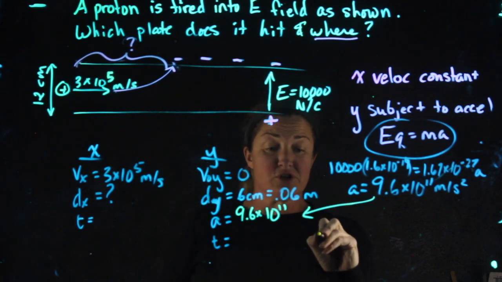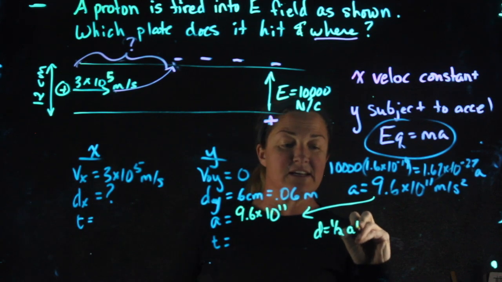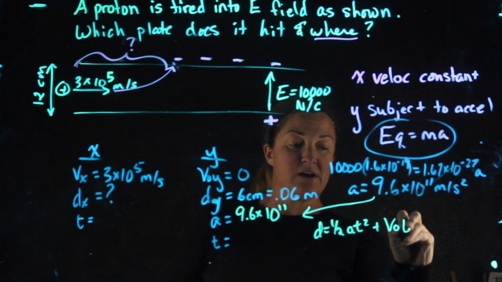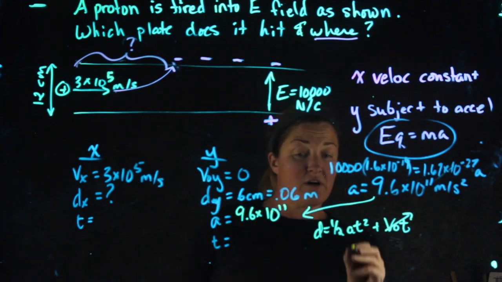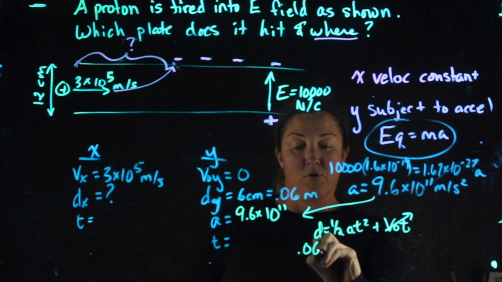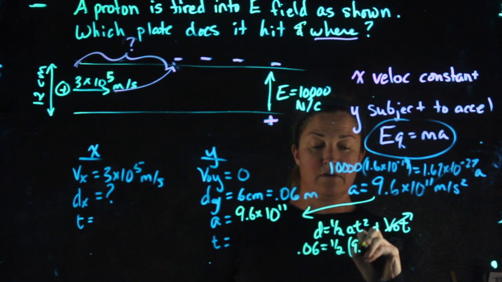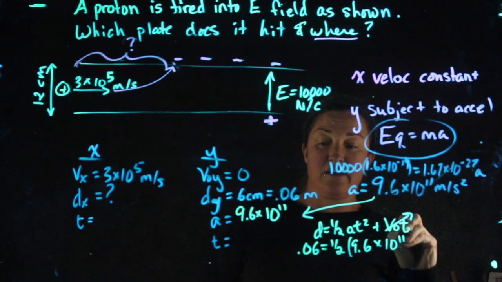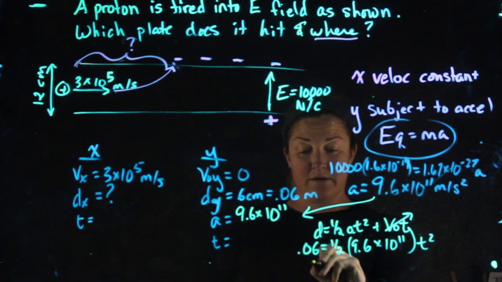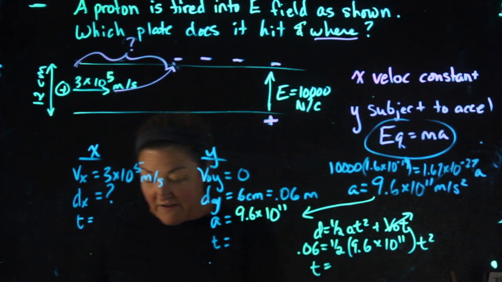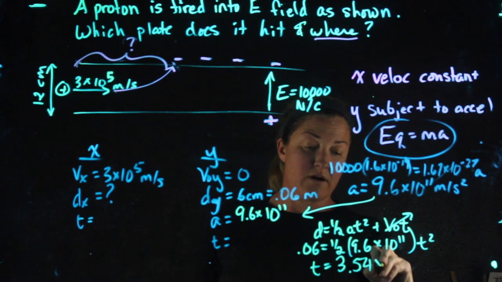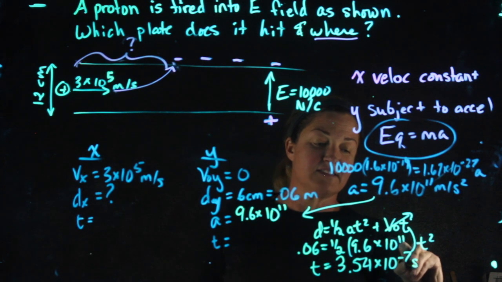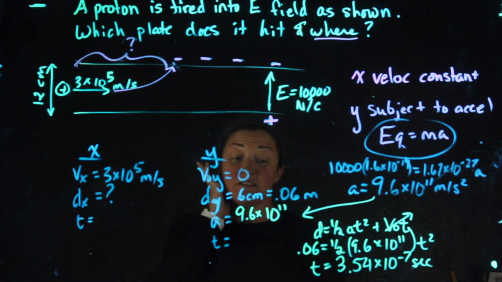The kinematics equation I'm choosing to use here, d equals 1/2 at squared plus v0t. Since velocity initial is 0, it becomes just this. 0.06 equals 1/2 times 9.6 times 10 to the 11th, t squared. Solving for time, we get a really fast 3.54 times 10 to the negative 7 seconds. This particle's moving really quickly and it's not going to go far. A really short time is logical.